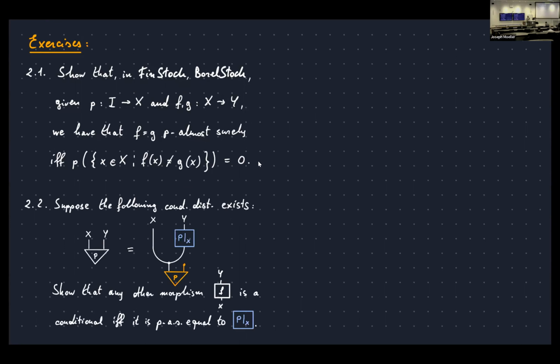Second one is, well, what we were saying before. Suppose that a conditional distribution exists. Then any other morphism is also a conditional distribution if and only if it is P almost surely equal to this one. Okay? So conditionals are unique only up to P almost sure equality.